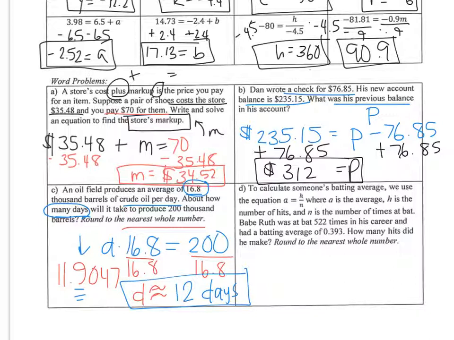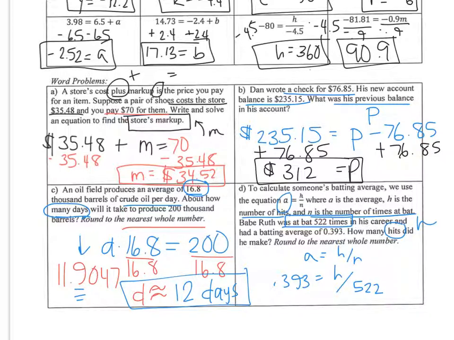And then D, to calculate someone's batting average, we use the equation A equals H over N, where A is the average, H is the number of hits, and N is the number of times at bat. Babe Ruth was at bat 522 times. So that's going to be our N. In his career, and had a batting average of .393. So that A was equal to .393. How many hits? So H. So I'm solving for H.